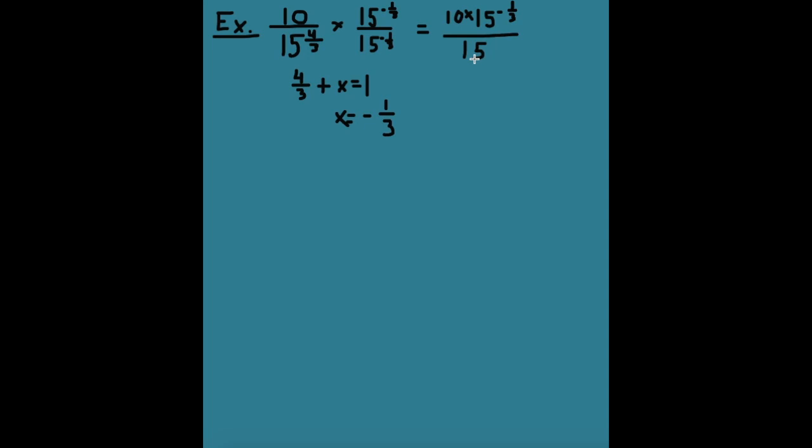Remember our properties of exponents. This is equal to 10 over 15 times 15 to the 1 over 3rd power. We have a radical in the denominator. We did not rationalize it. So we did all that work and we came back to a circle. However, there is another way to do this.